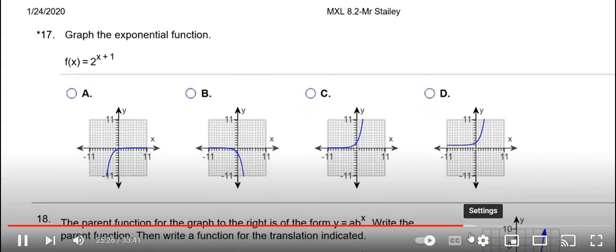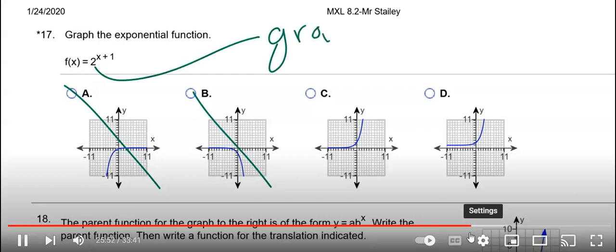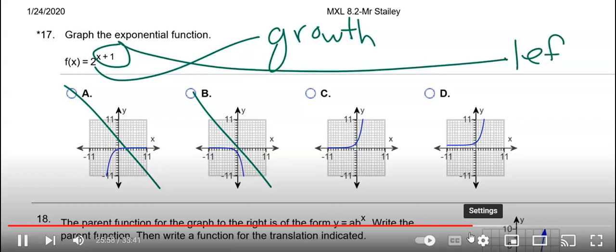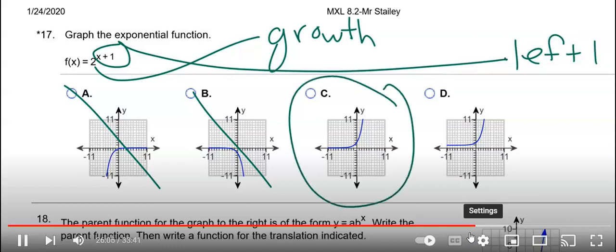We're getting these notes done. Growth, and it's been moved left. Don't say left, right, that's confusing. Left 1 unit. It's always backwards of your common sense with the x. Can't be A and B, those are ridiculous upside down choices. So we're looking for something left. And it has not been moved up at all because there's no +1 on the outside of the function. So it's not D. It must be choice C, the winner.